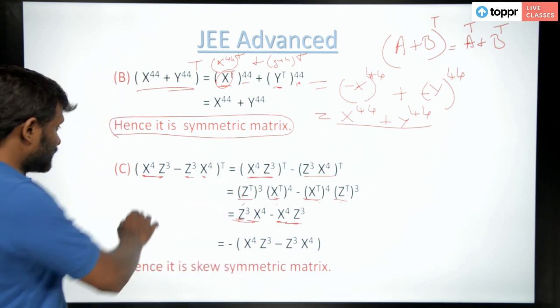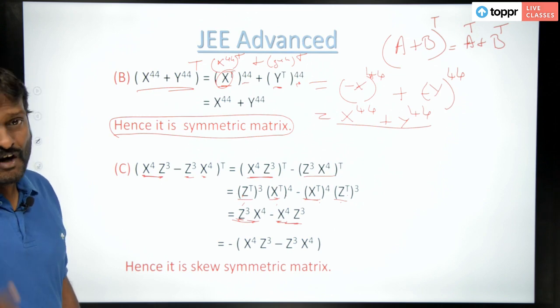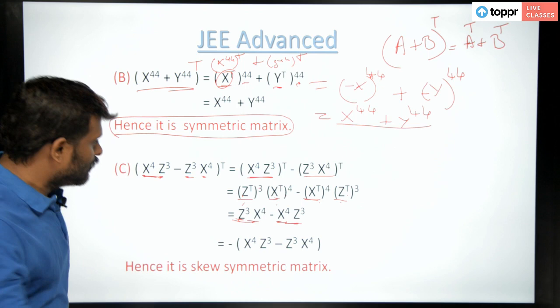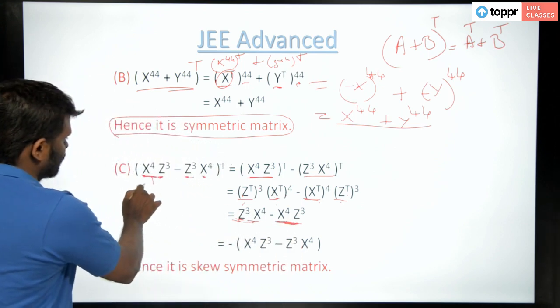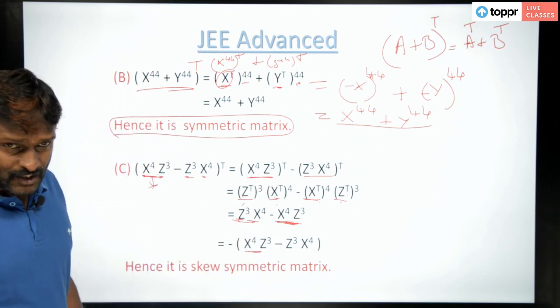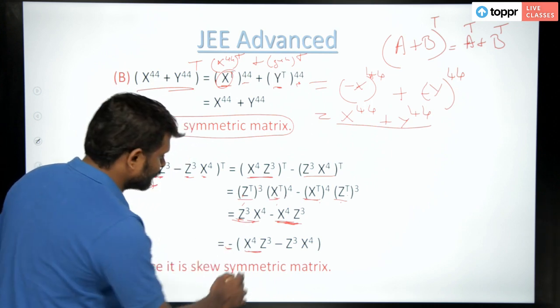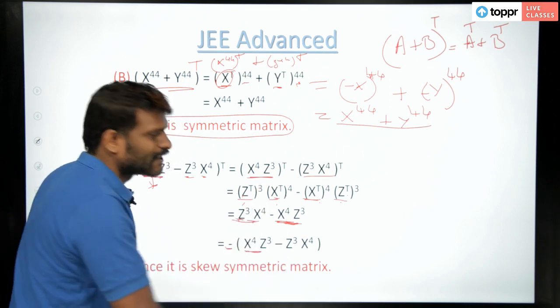Remember, what is the difference between these two? Matrix multiplication is not commutative. So, that is the reason we are looking for the order, right. Now, this one I want it to be the first term, because this is my first term here. So, I bring it to the first term's place, then it will be minus. So, I am taking the minus sign common, then it will be x power 4 times z cube minus z cube times x power 4.